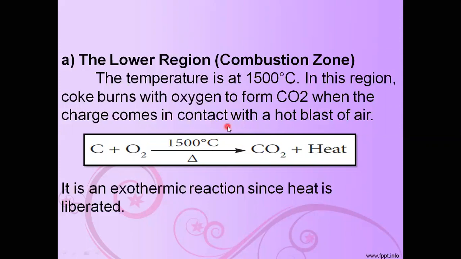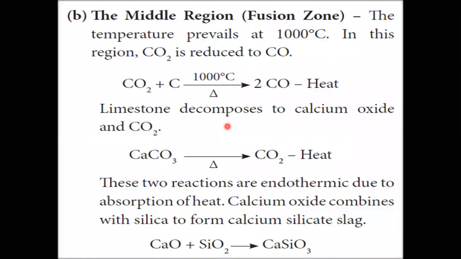So the next one is the middle region, that is the fusion zone. In this region the temperature is 1000 degrees Celsius. In this region the carbon dioxide is reduced to CO. So in this region, CO2 plus heat is reduced to CO.